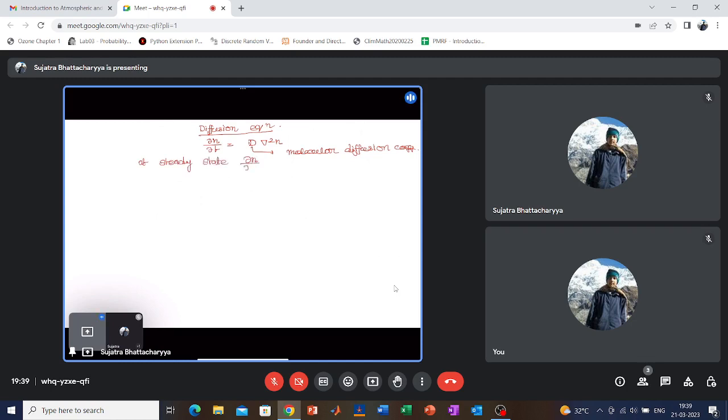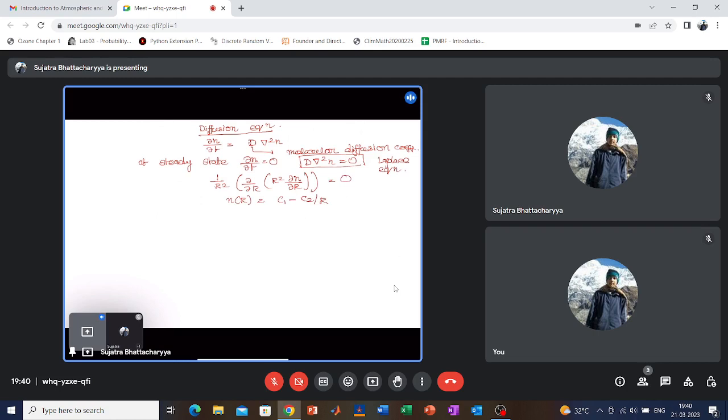Delta N means equilibrium state, so this should be 0. So del squared N should be equal to 0. You can see this is the Laplace equation, right? Now this Laplacian can be written as 1 by r squared, del by del r of r squared del N by del r. This should be equal to 0. And we get N of r equal to C1 minus C2 by r.